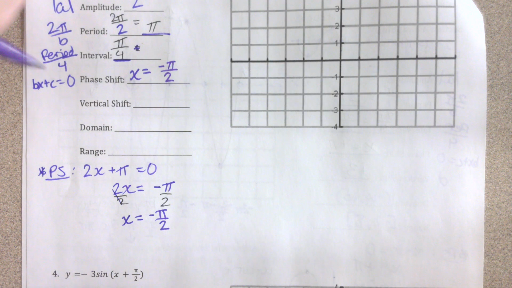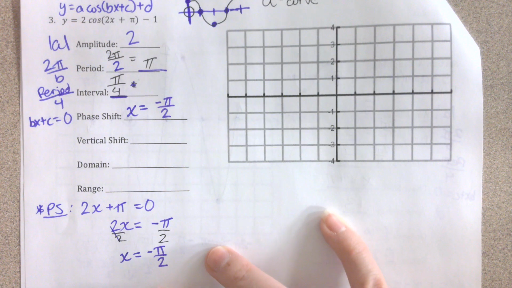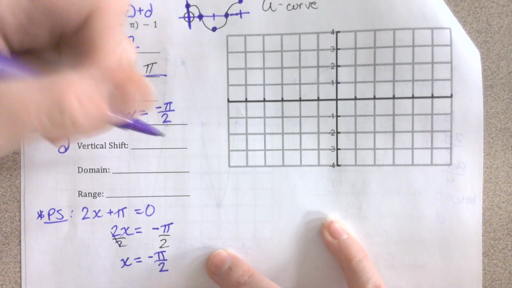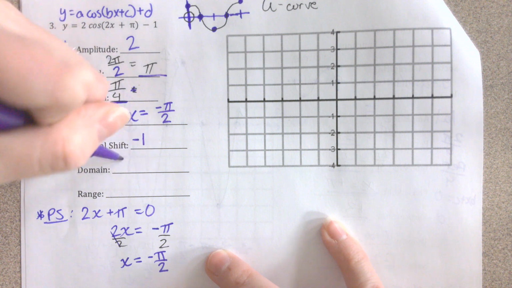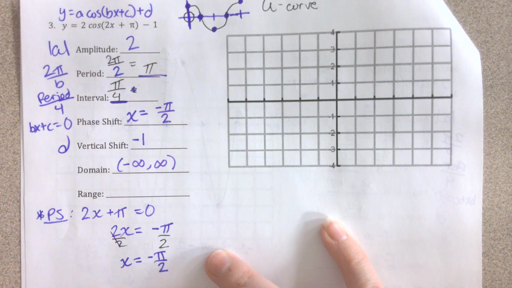x equals negative pi over 2, just like that. Vertical shift at the end here, a negative 1, so our d value is negative 1. Domain, always the infinities, per usual. Range will be determined at the end of the problem.